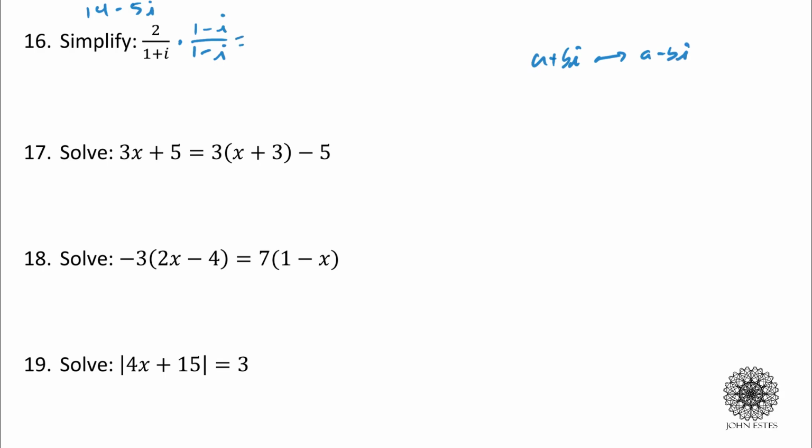Alright, so in the numerator, let's just leave that as 2 times 1 minus i. In the denominator, I need to distribute. So when I distribute here, I have 1 times 1 on the outside, in the first. The outside, I have 1 times negative i. On the inside, I have i times 1. And lastly, I have i times negative i, which is negative i squared. Okay? And we can think about it for a little bit. Negative i squared is the same thing as negative negative 1, which ends up being positive 1.